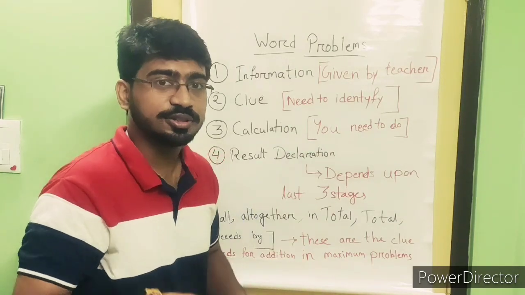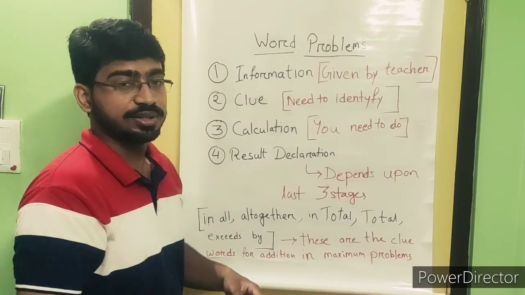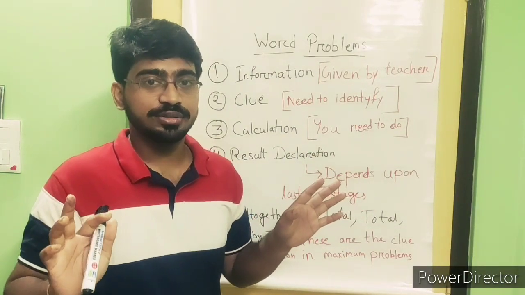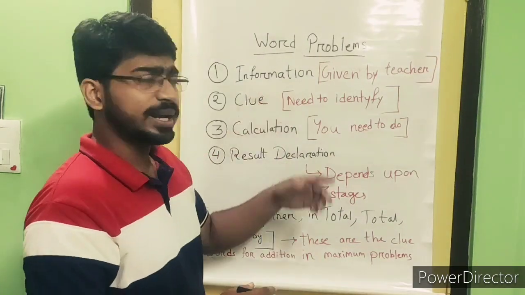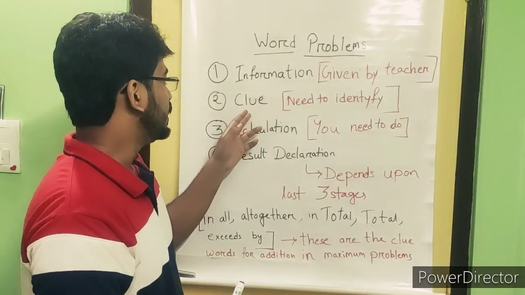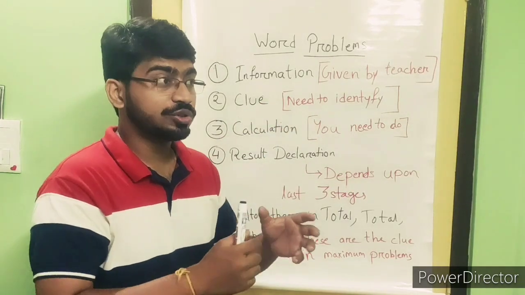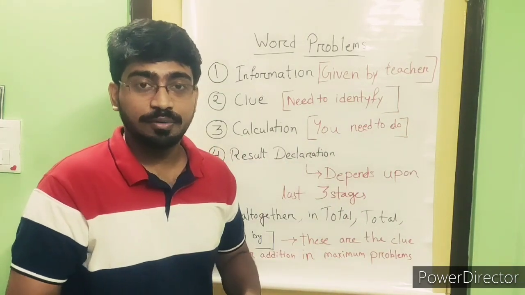And the last one is result declaration. What actually Abhijit did, okay, he got the information from the grandpa, and after that he found out the clue. Which clue? Grandpa gave him so much information.